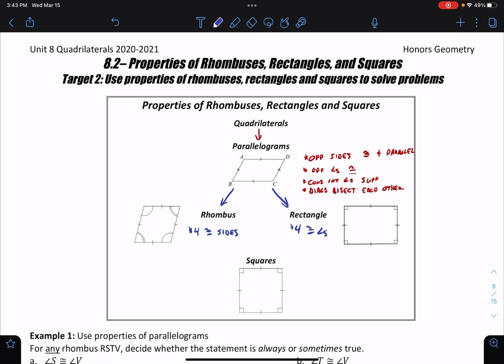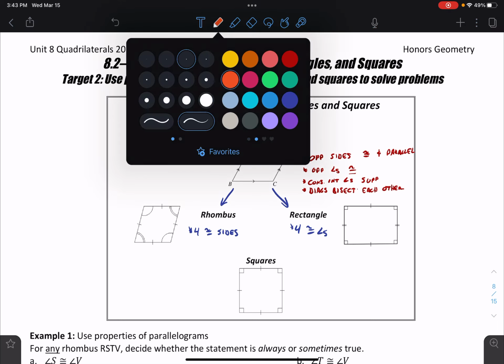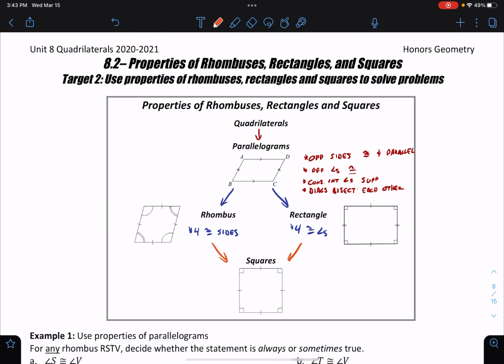Now, at the very bottom of this family tree is the square. So it's taking all of the properties from the figures above it. So it's going to have four congruent sides and four congruent angles. Now, rhombus, rectangle, and squares, those are going to have other properties. We're going to talk about those later, okay? But here is just kind of how they are all a little bit different from each other.